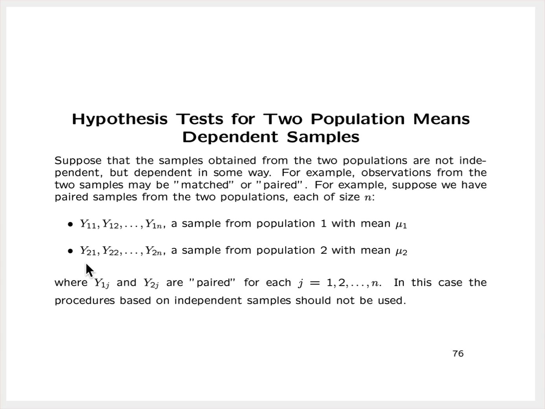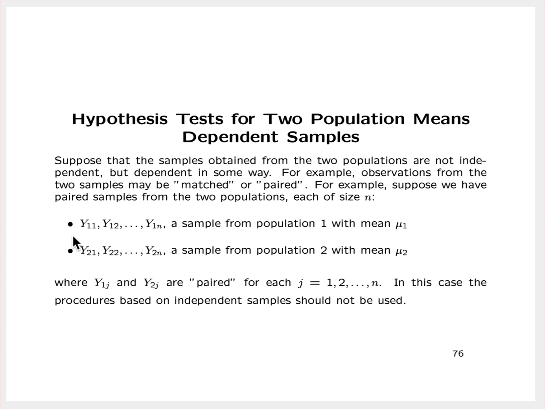And then y21 is the first observation in sample 2. Y22 is the second observation in sample 2, and so forth, out to y sub 2n, the last or nth observation in sample 2. And we'll denote the mean of this population by mu sub 2. Okay, now the other part of the structure of these two samples is that they're not independent.